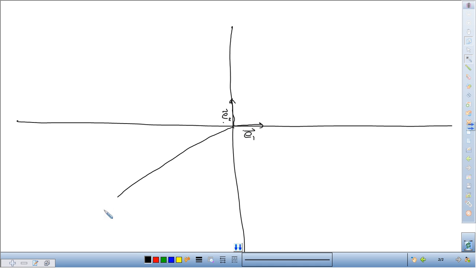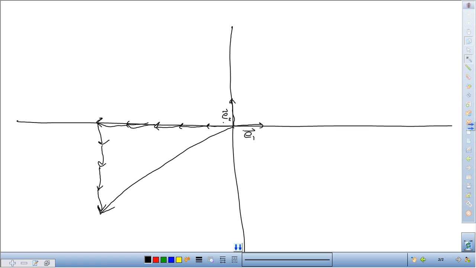So let's draw some random vector here. How do I get there? Well, I'm going to take a bunch of negative e1s. There's negative 1 e1, negative 2 e1, negative 3 e1, negative 4 e1, negative 5 e1. That looks about right. And then head down, negative 1 e2, negative 2 e2, negative 3 e2, and negative 4 e2. So we have negative 5 e1.